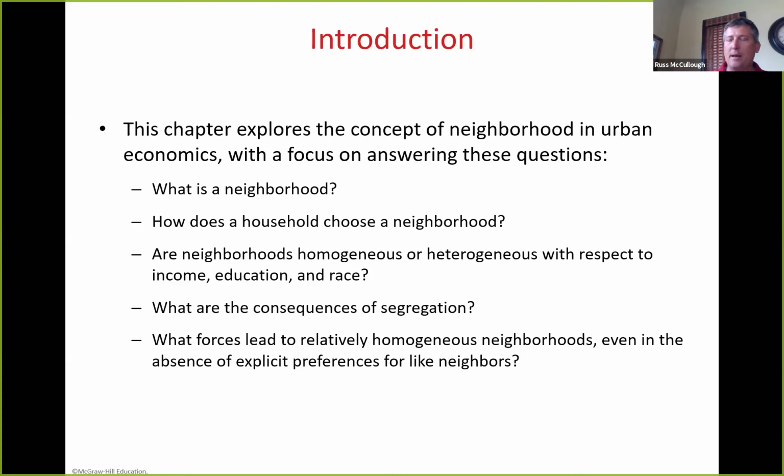And so what about our neighborhood compositions with income, education, and race? So this chapter is going to explore, do we have a bunch of high income people, low income people moving around? And then is there segregation?